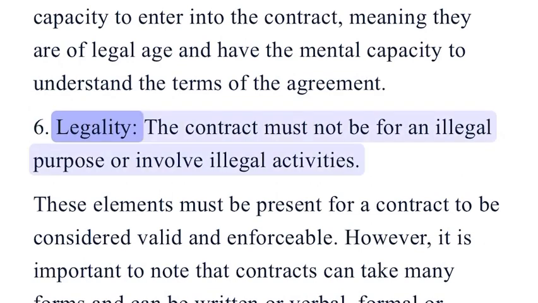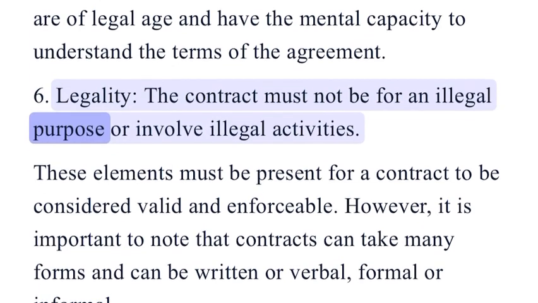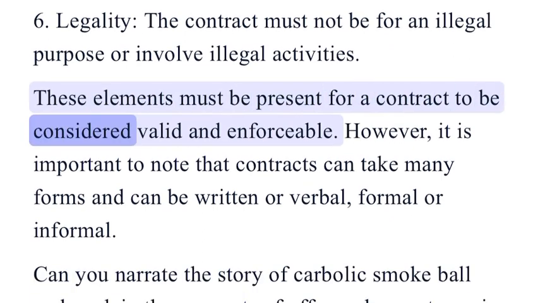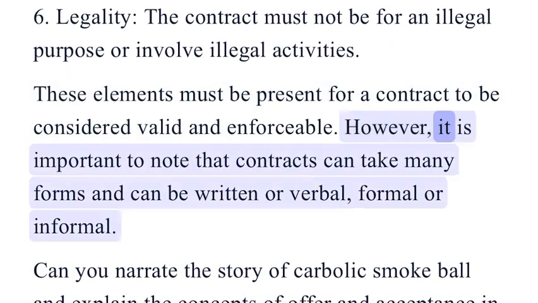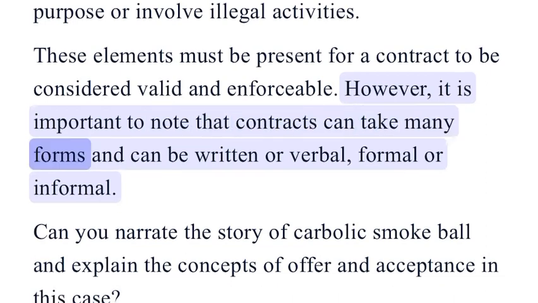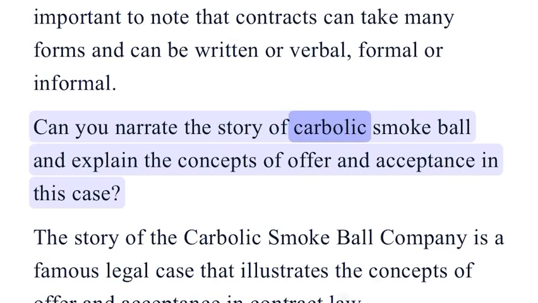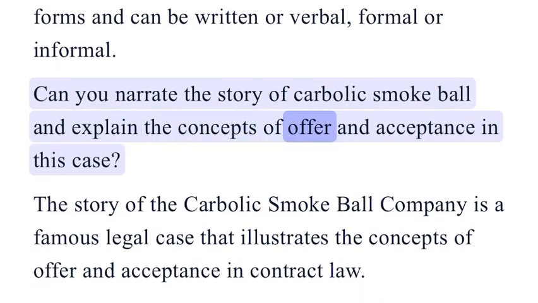6. Legality. The contract must not be for an illegal purpose or involve illegal activities. These elements must be present for a contract to be considered valid and enforceable. However, it is important to note that contracts can take many forms and can be written or verbal, formal or informal. Can you narrate the story of Carbolic Smoke Ball and explain the concepts of offer and acceptance in this case?